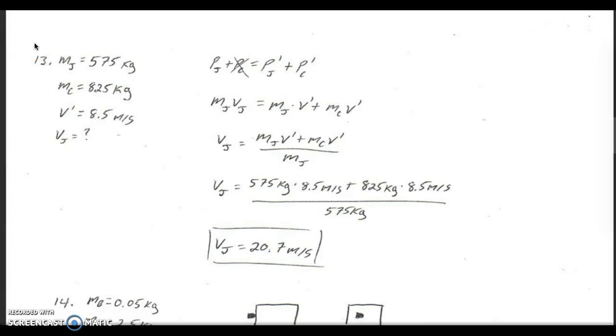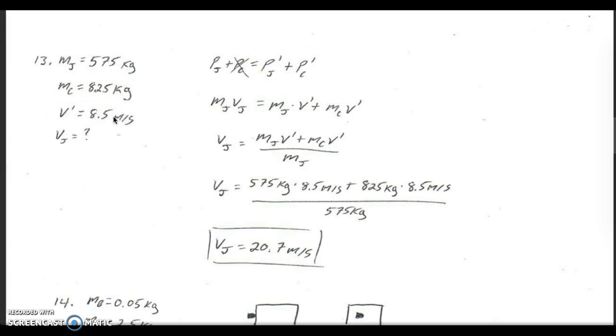These are the answers to numbers 13 and 14 on the momentum review. Number 13: a 575 kilogram Jeep runs into the back of an 825 kilogram car. The car is at rest. They move off together with a speed of 8.5 meters per second.